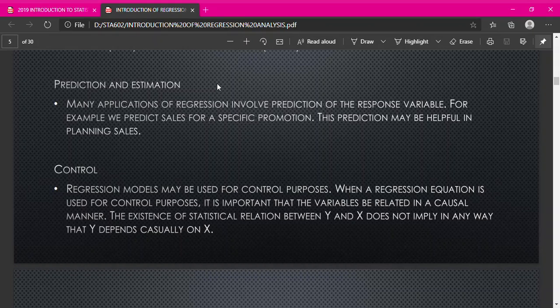the function of regression analysis to make the prediction dan juga estimation. Okay, so most of the regression analysis will involve prediction of the response variable y. Okay, for example, we predict sales for a specific promotion. So maksudnya sales adalah y. So this prediction may be helpful in planning sales. So daripada equation yang kita ada nanti, kan, regression equation, so we can predict the sales, which is sales adalah y, contoh dekat sini. So daripada situ kita boleh predict the planning sales after that. We can predict the sales for another year. So we can predict for the future lah.